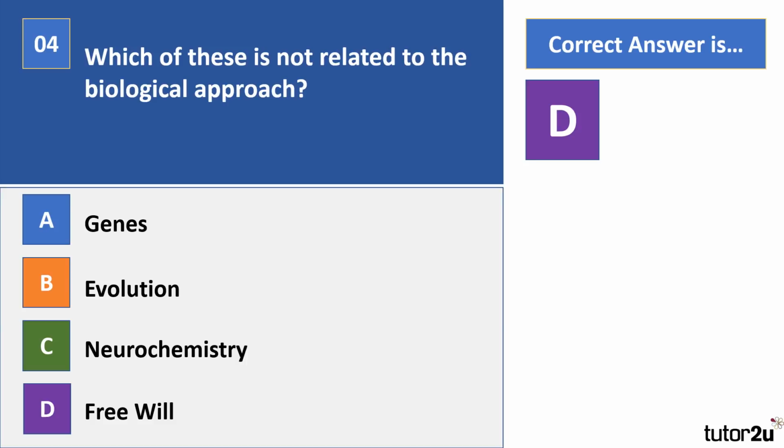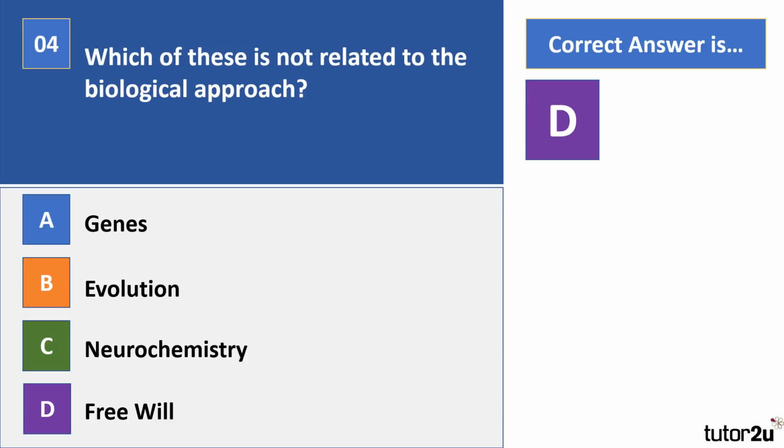Right, the correct answer that we're looking for there is free will. So let's just break down expectations then about the biological approach. As well as genotype and phenotype that we've already mentioned, there's a number of other areas in the biological approach. Just make sure you're up to speed on.